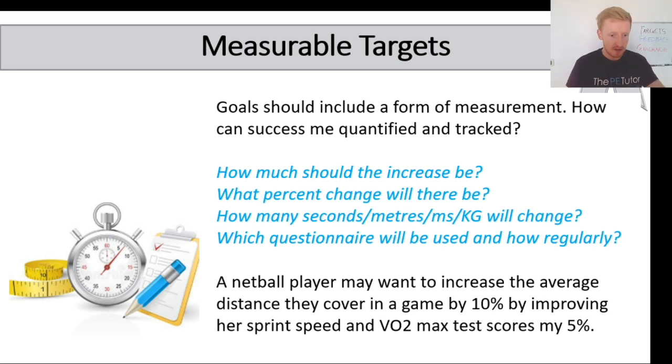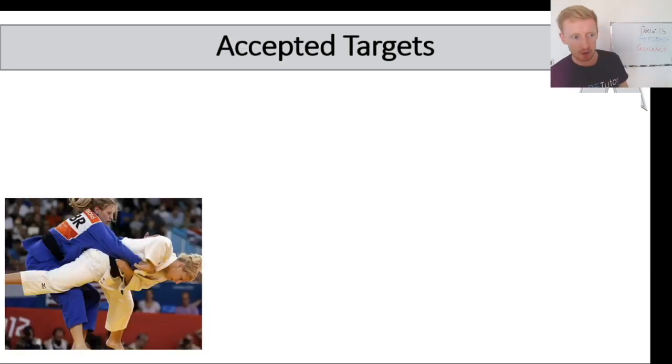So they do it once, that will give them a number. A 5% increase will give them a new number. So they'll complete training methods and training sessions to develop their speed, to develop their VO2 max. Then they'll retest, hopefully see that 5% jump. And then hopefully, when they go into the game scenario and start looking at the distance they do cover, they should be able to see a 10% numerical increase because they've measured their targets and progress.